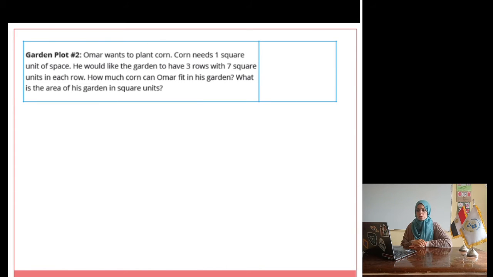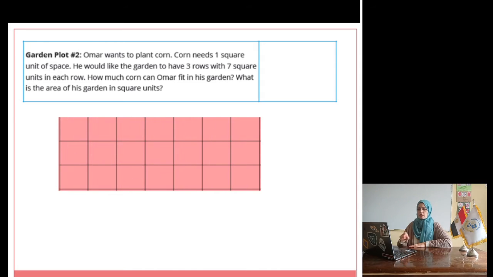Plot number 2. Omar wants to plant corn. Corn needs 1 square unit of space. He would like the garden to have 3 rows with 7 square units in each row. Underline 3 and underline 7. These are the 2 numbers that you have. How much corn can Omar fit in his garden? What is the area of his garden in square units? We said 3 times 7. So this is the shape of the garden. 3 rows times 7 columns. You have 21 square units.